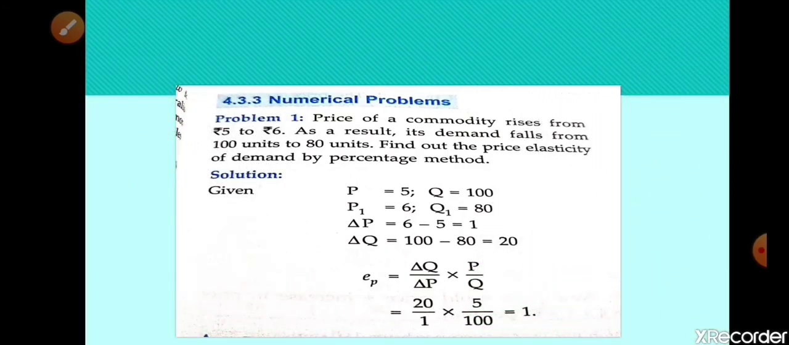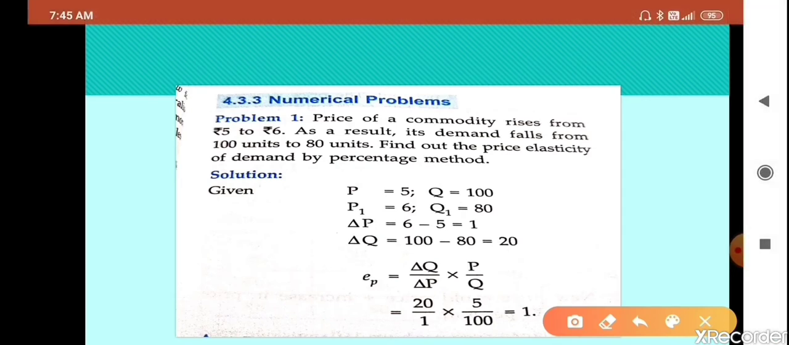Here I have taken example number 1 from the book. The price of a commodity rises from rupees 5 to 6. So the previous price P is 5 and the new price is 6. So delta P will be 6 minus 5, which is equal to 1. Q is given as 100, and after the change it is 80. So we have to understand that when price increases, quantity demanded decreases. That's why EP is always negative in nature in the case of price elasticity of demand.